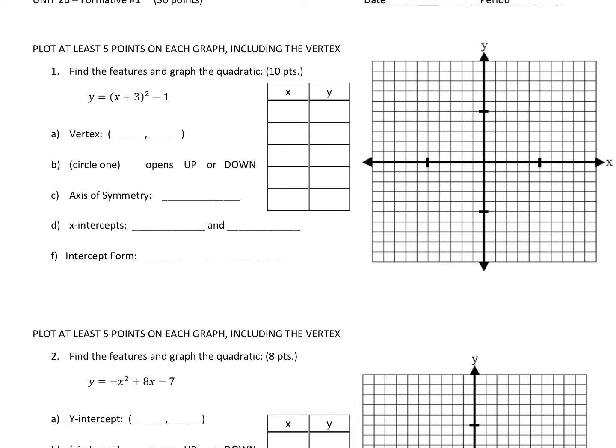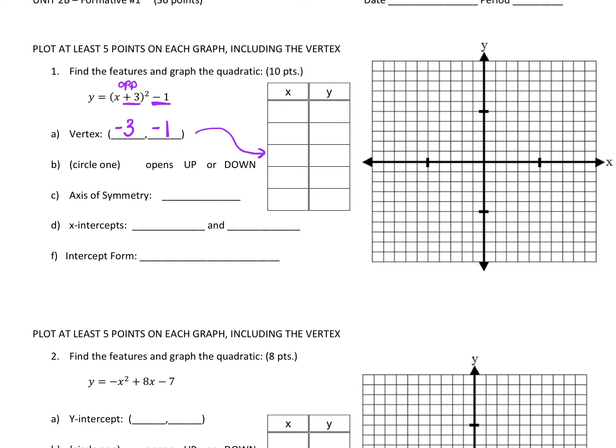In this video, we are going to go over the first formative in Unit 2B on graphing quadratics. So question number 1 gave us an equation in vertex form. And in vertex form, the vertex is given to us on the inside and the outside. So this plus 3 actually means the x of my vertex is negative 3 because the inside will always be opposite and the outside will always be the same. So my vertex is negative 3, negative 1.